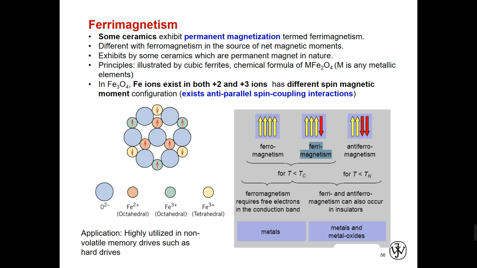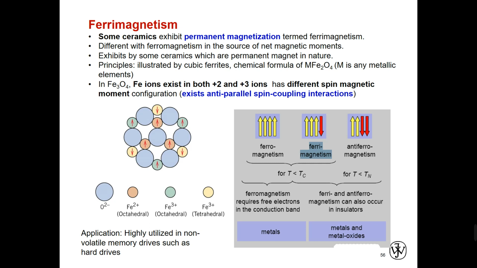Alright, so we move on to ferrimagnetism. Some ceramics, one of the engineering materials, exhibit permanent magnetization termed ferrimagnetism. It differs from ferromagnetism in the source of the net magnetic moments, exhibited by some ceramics which are permanent magnets in nature.